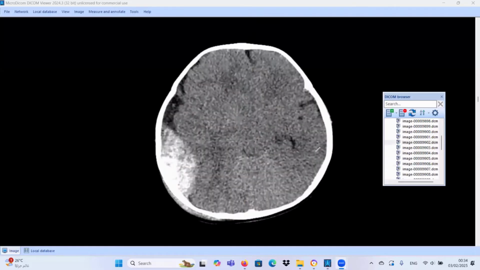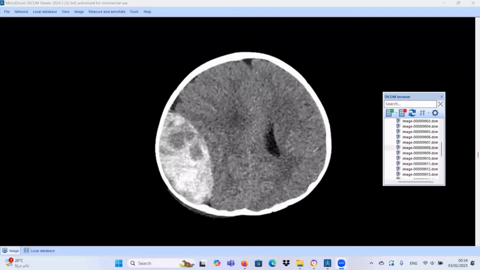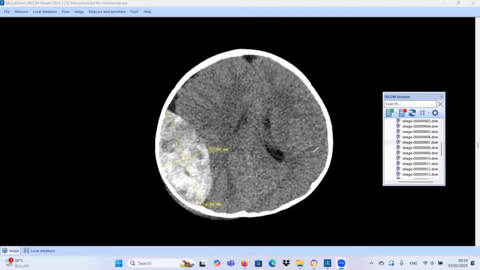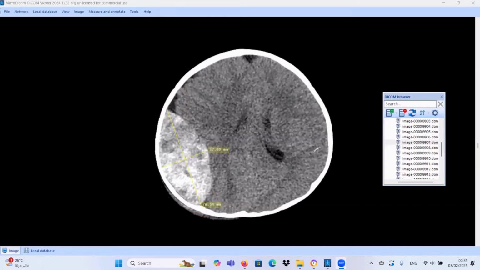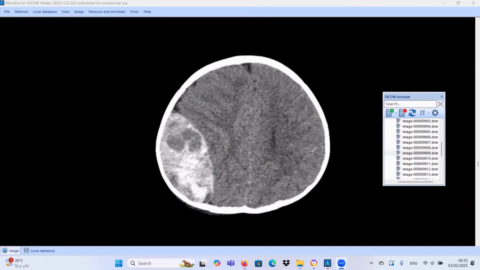This is our first case for today, a CT brain for a child falling from a height. So this one is a trauma case. We have a large extra-axial collection in the right frontoparietal region. I would like to emphasize this sign. Beside the collection, we can see widened CSF space. We can call it the CSF cleft sign, which means that we are dealing with an extra-axial lesion. Of course, this is an extra-axial hemorrhagic collection in the right frontoparietal region.